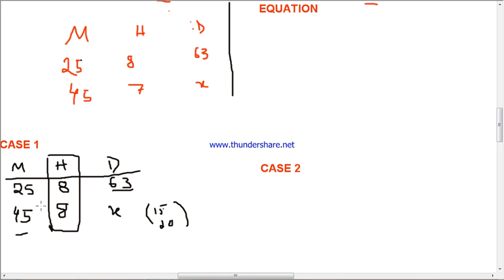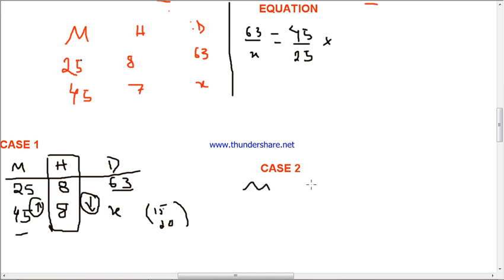Now what kind of variation is this? 25 is increasing to 45, and then 63 is decreasing. You will finish the job much quicker. In the first case, you have inverse variation. So right over here, 63 divided by x is equal to, first is inverse. The moment you know it's inverse, 25 by 45 will reciprocate to 45 divided by 25, multiplied by the next equation. Let's go to the next case.